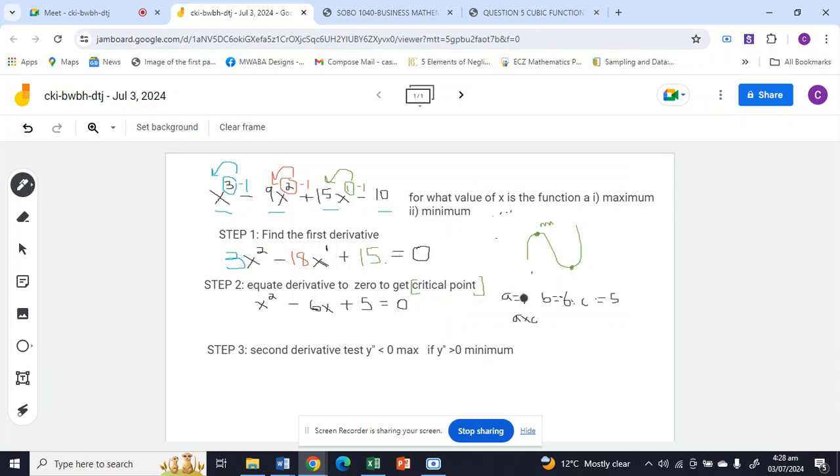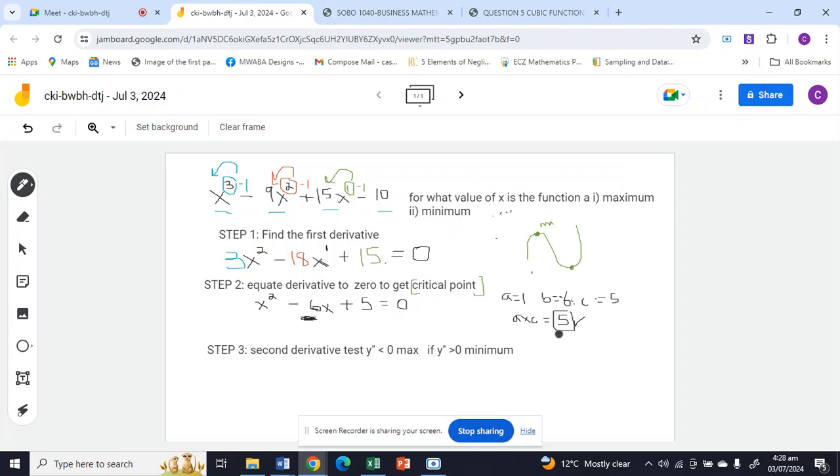So A times C, basically 1 times 5, that is 5. So we have to find 2 factors of 5 such that when you multiply these 2 factors, it should give you positive 5. And when you add these 2 factors, it should give you negative 6. Okay? You have to find 2 factors of 5. When you multiply them, they should give you this 5 here, the product of A times C. And if you add the 2 factors, they should give you B.